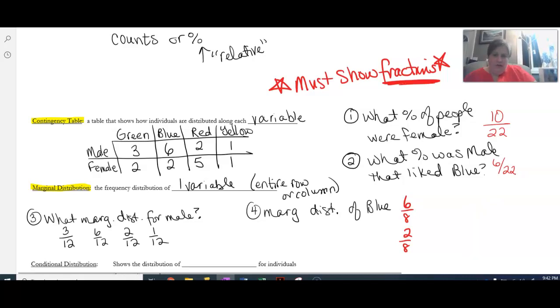Okay, so that's marginal. So marginal, think about it like the margins of your paper. On your paper, the margins are the whole bottom and top and the whole left and right. And so marginal is the whole row or the whole column.